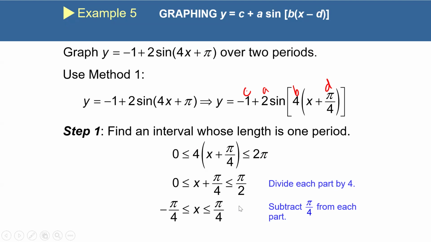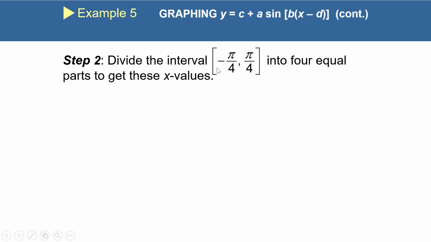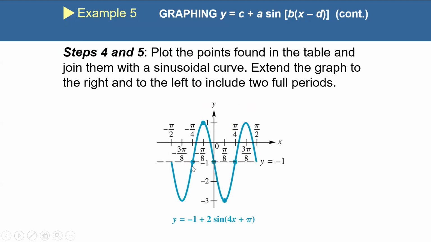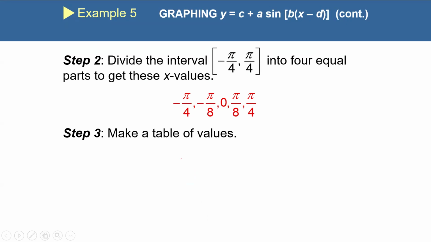Once we have our interval, we then can find our key points by creating our 4 sections. To divide the interval into 4 equal parts, we're going to end up with these values. Find the halfway, which is at 0. Then the halfway points, which are at negative pi over 8 and positive pi over 8. Okay, so now we have those values. Now we're going to make our table of values.